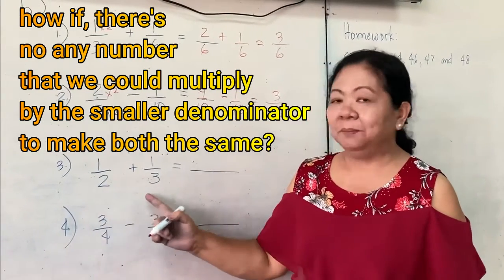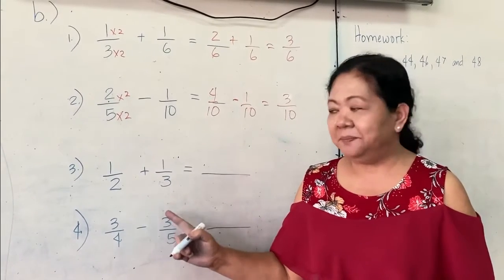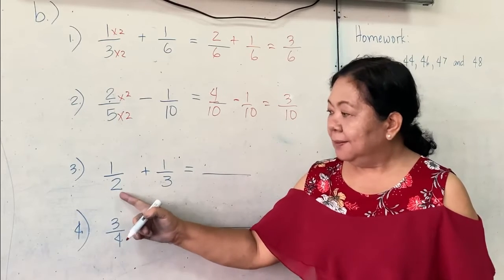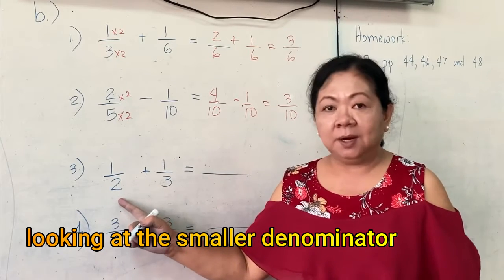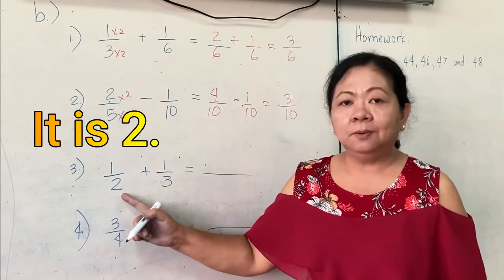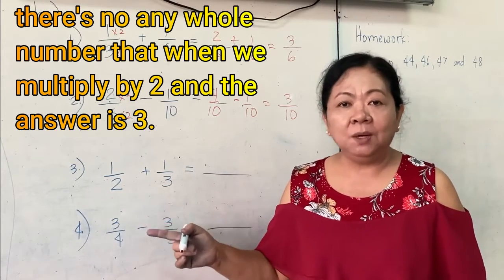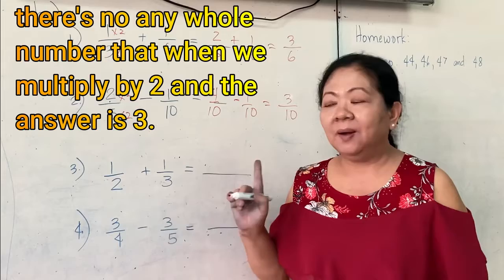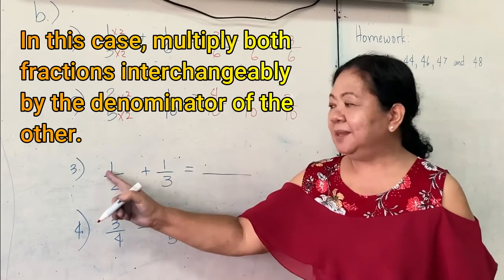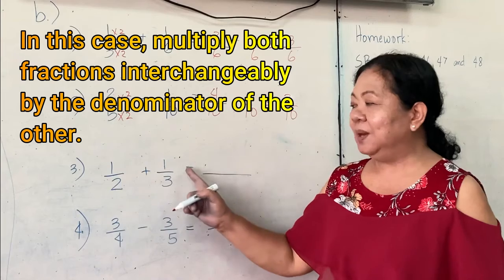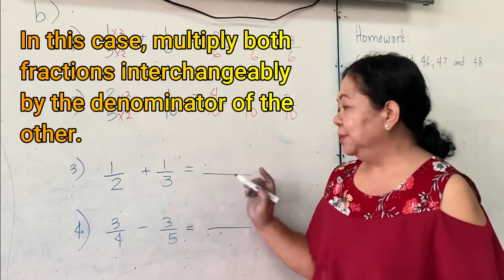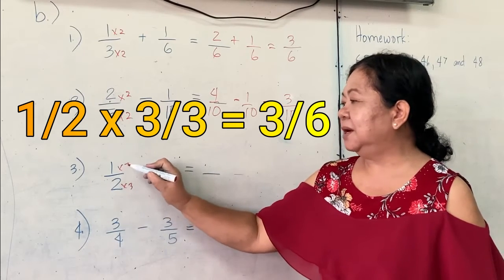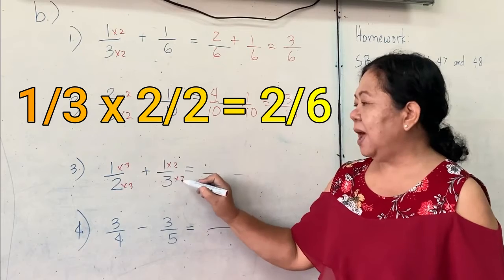Now, here, example number 3. Let us check these numbers. Still, they are not the same. 1/2 plus 1/3. But, looking at the smaller denominator, it is 2. But I cannot think of any whole number that when I multiply by 2 will be equal to 3. So, in this case, you will multiply this fraction by 3 and you will multiply this fraction by 2. So, let us do that. This times 3 times 3. And this one times 2 times 2.